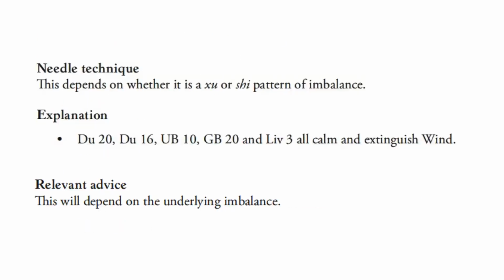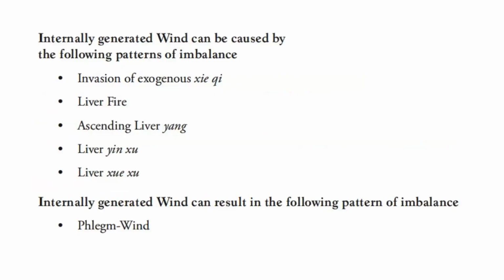To summarize, internally generated wind can be caused by the following patterns of imbalance: invasion of exogenous pathogenic qi, liver fire, ascending liver yang, liver yin deficiency, liver blood deficiency, and in turn, it can result in phlegm wind.